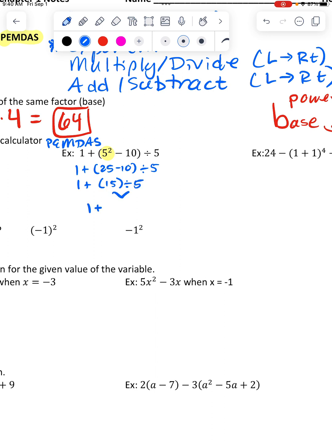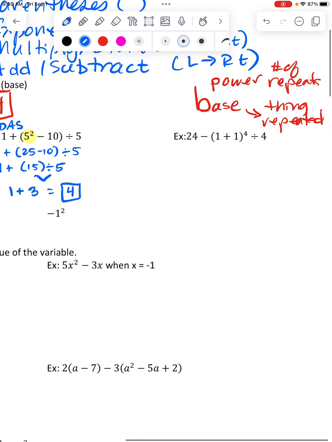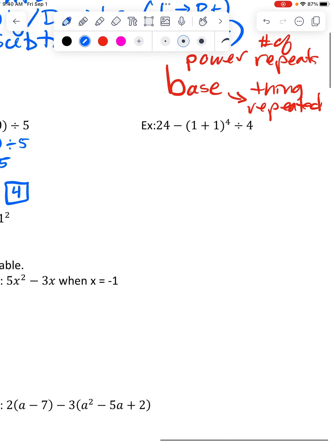So the 1 is just kind of hanging out because it's got addition with it. That turns into a 3. And when I am done simplifying, I just have 4. Simplifying won't always give you a number answer. If you have numbers, you'll get a number. If you have some x's, you'll end up with x's. We just currently have only numbers.